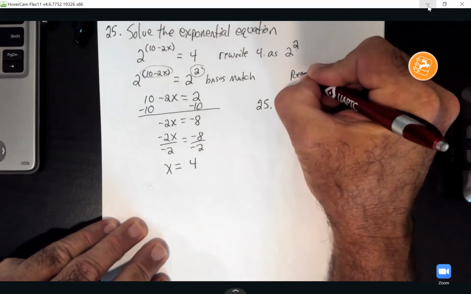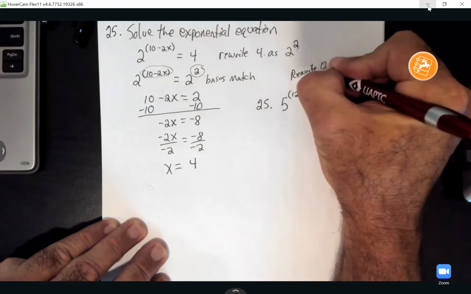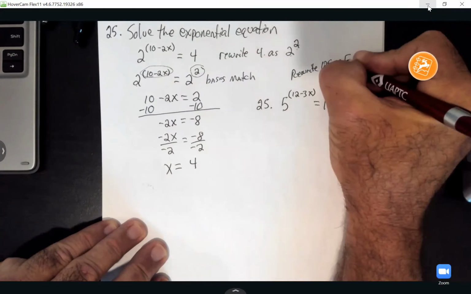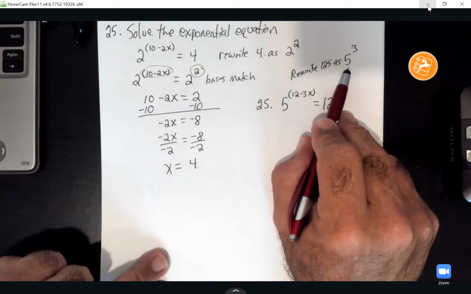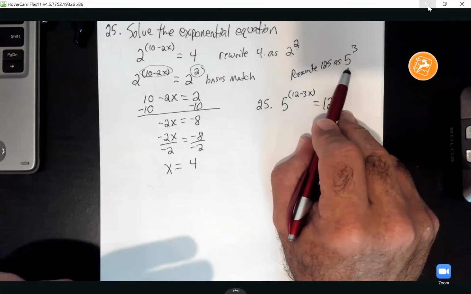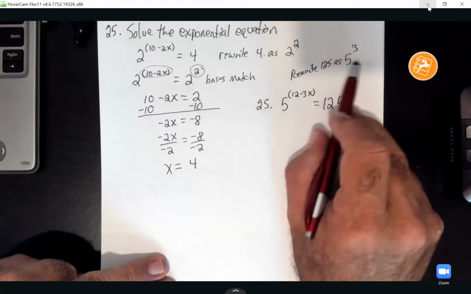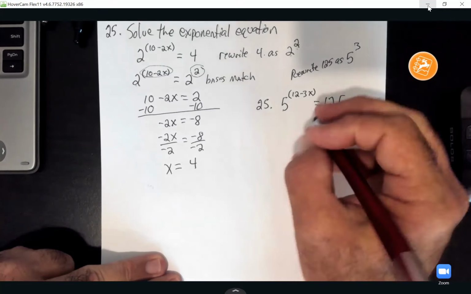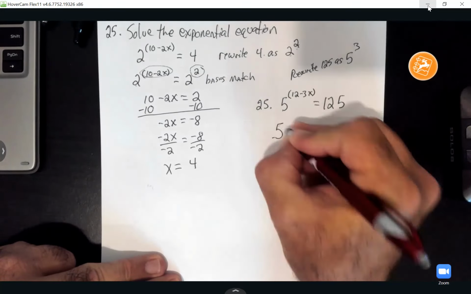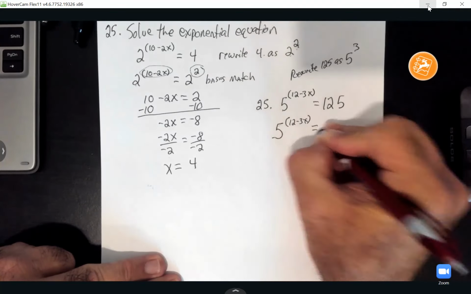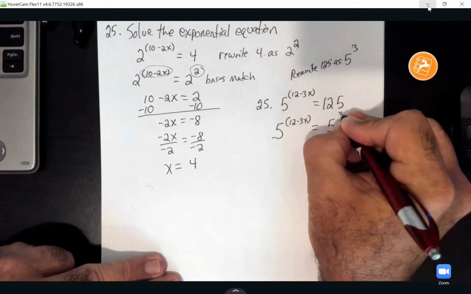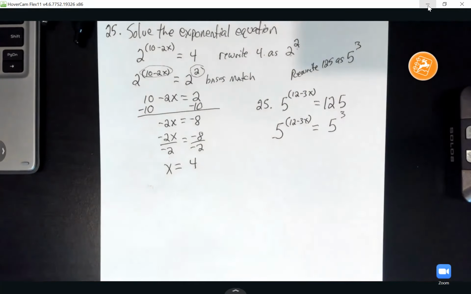So we're going to rewrite 125 as 5 to the third. Because y'all, 5 times 5 is 25, and 25 times 5 is 125. So that's where we got the exponent 3. So good job. Now we bring down our 12 minus 3x for that 5. That's going to equal 5 to the third. So now at that point, what'd you do?